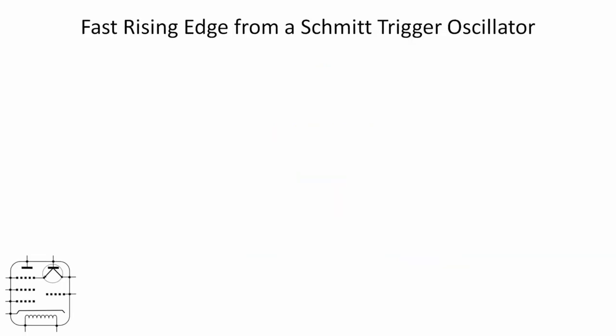So what we're going to do is actually do the measurements with a Schmitt trigger oscillator, and that's because we need a fast rising edge. But I'm also going to show you how you can use a signal generator as well, and I'm going to show you one of the pitfalls for that too.